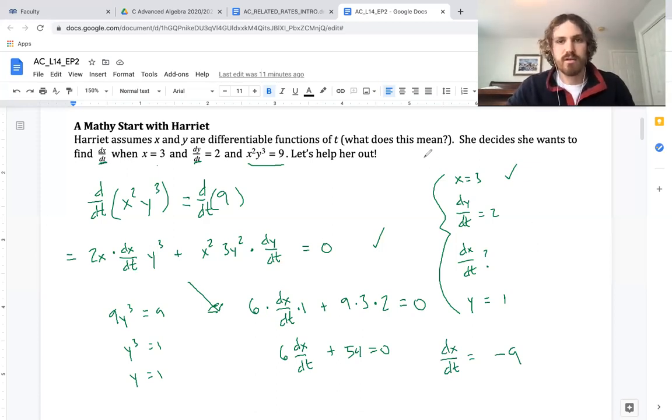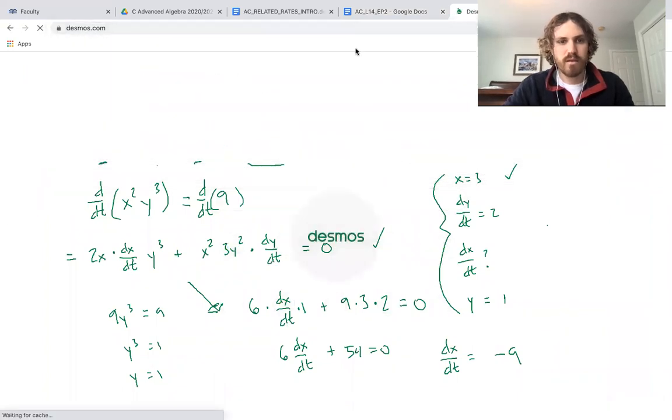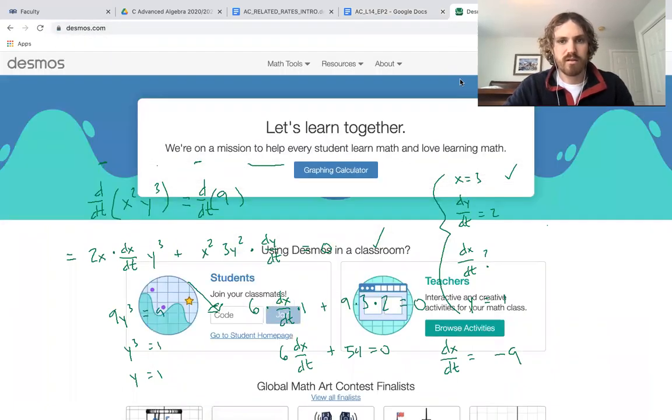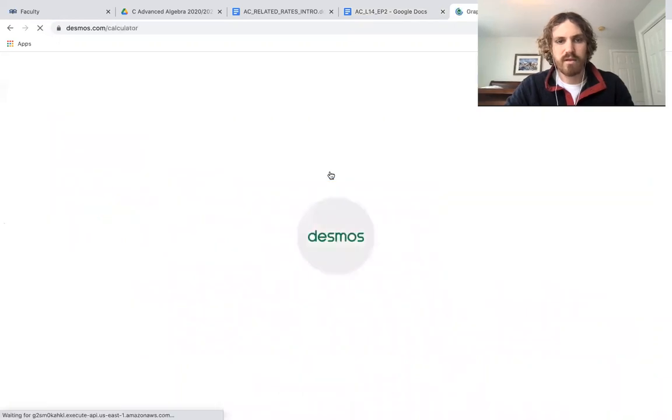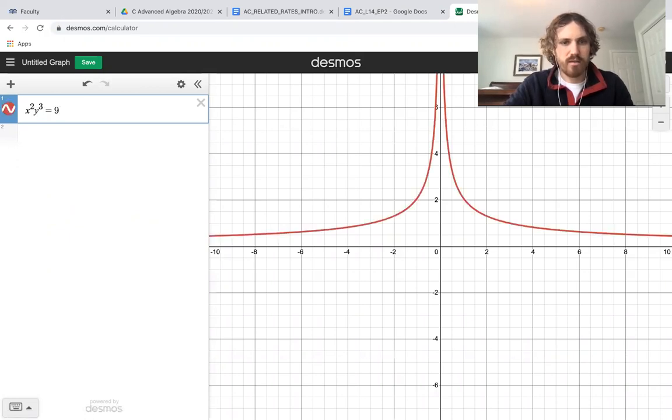Now let's look at what this would look like graphically. So I'm going to pull up a graph on Desmos. X squared y cubed equals 9. So go to my mouse, come here, let's go to desmos.com. Okay, let's clear all these drawings, go to the graphing calculator, and let's type in x squared y cubed equals 9. Okay, so the point we're interested in was this one right here, right? That's the point 3, 1.